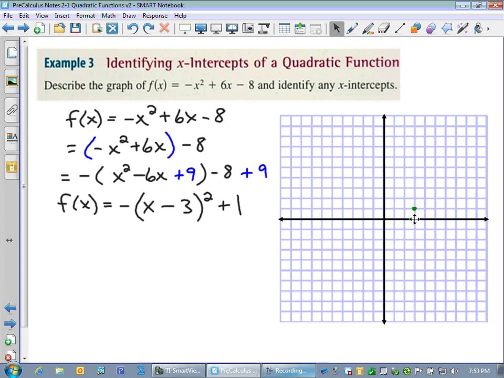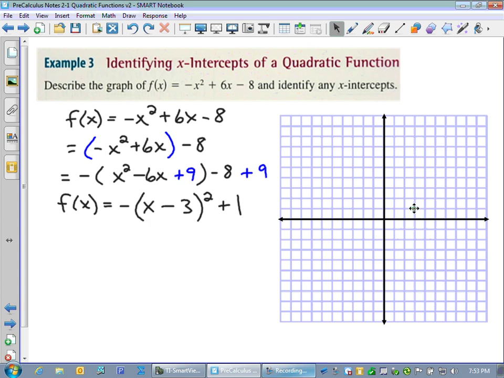Now from that, notice that the graph is going to open downward. So it's going to open downward, and the magnitude on the outside is still 1. The negative sign doesn't mean negative 1, so the shape doesn't actually change. We still have the standard 1, 1, 2, 4 shape.